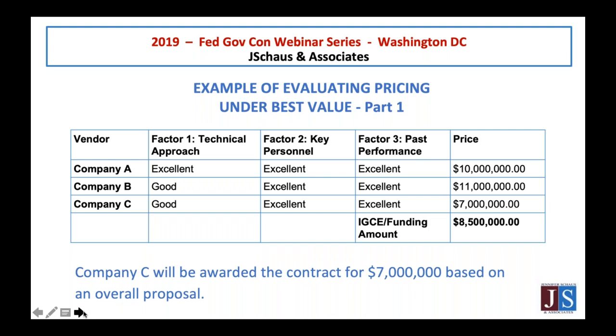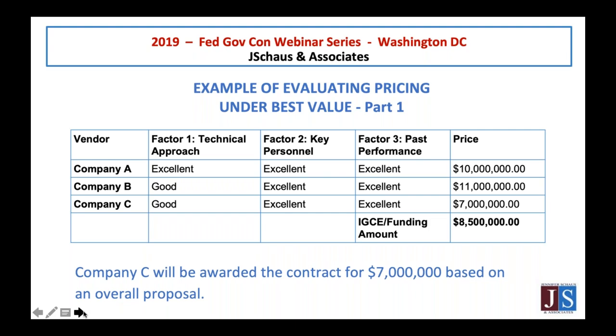If I was just to look at these two companies, company A and company B, I would award it to company A. The reason why is they have a superior technical proposal, and they also have the lowest price. So overall, that would be the winner. Then we have company C. Company C has a good rating, excellent key personnel, and excellent past performance. But they came in at $7 million.